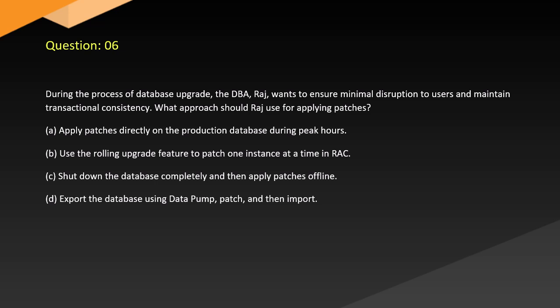Question 6. During the process of database upgrade, the DBA, Raj, wants to ensure minimal disruption to users and maintain transactional consistency. What approach should Raj use for applying patches? A. Apply patches directly on the production database during peak hours. B. Use the rolling upgrade feature to patch one instance at a time in RAC. C. Shut down the database completely and then apply patches offline. D. Export the database using Data Pump and then import.